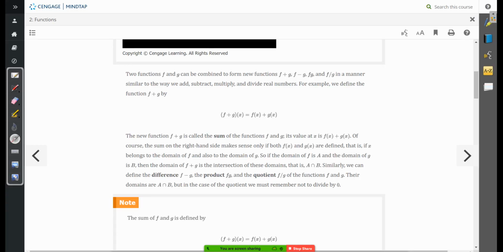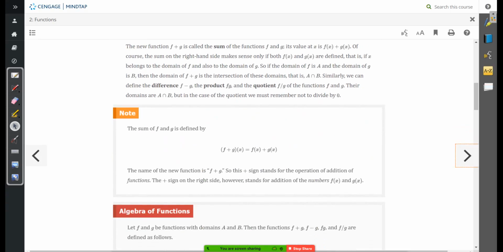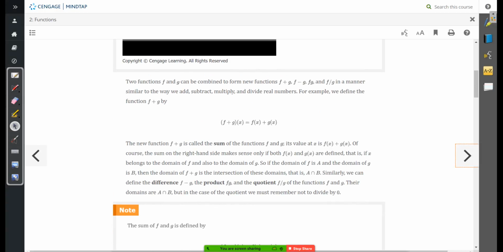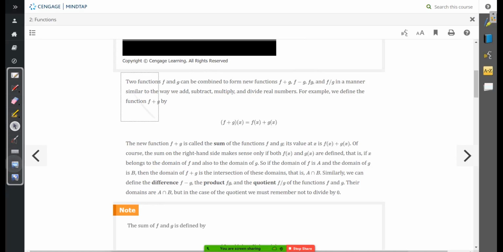Now you can kind of see where this is going. So adding, subtracting, multiplying, and dividing functions are really just as easy as it looks. So I will go ahead and snip this and put this on our notes. That way you can see it if you do happen to download the notes.